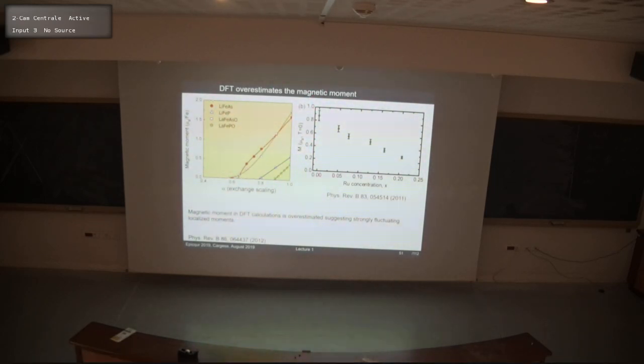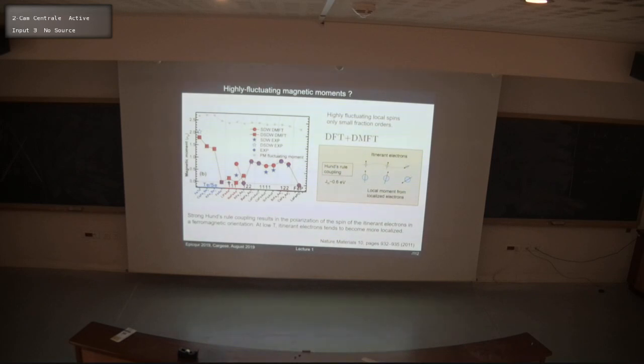So experimentally, this is a graph for magnetization versus ruthenium concentration in a 1-2. The magnetic moment is strongly reduced as you dope, but also it's much smaller than it should be if you consider localized spins. So a reason for this is suggested to be that we might have very strong fluctuations in the system. And strong fluctuation coupled with strong Hund's coupling is likely to make some of the spins look more localized and others more itinerant.